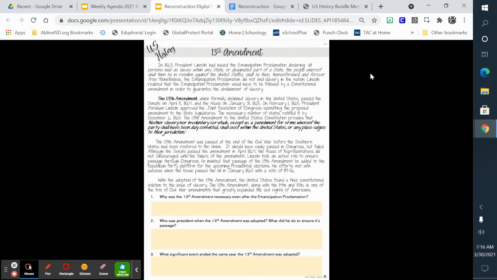The 13th Amendment was passed at the end of the Civil War before the southern states had been restored to the Union. It should have easily passed in Congress but failed. Although the Senate passed the amendment in 1864, the House of Representatives did not.